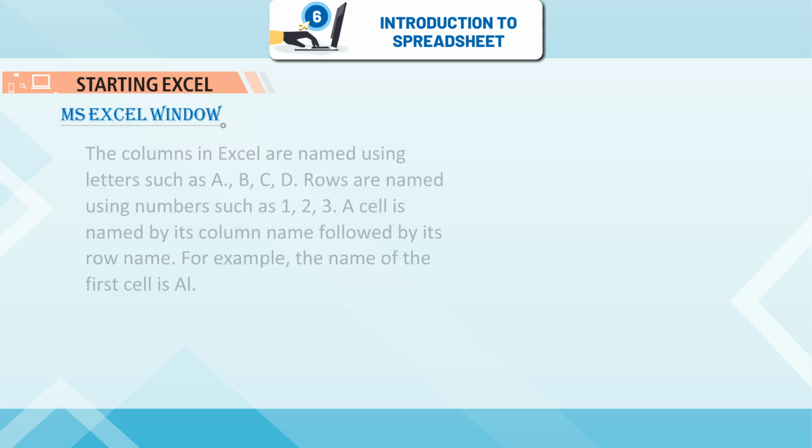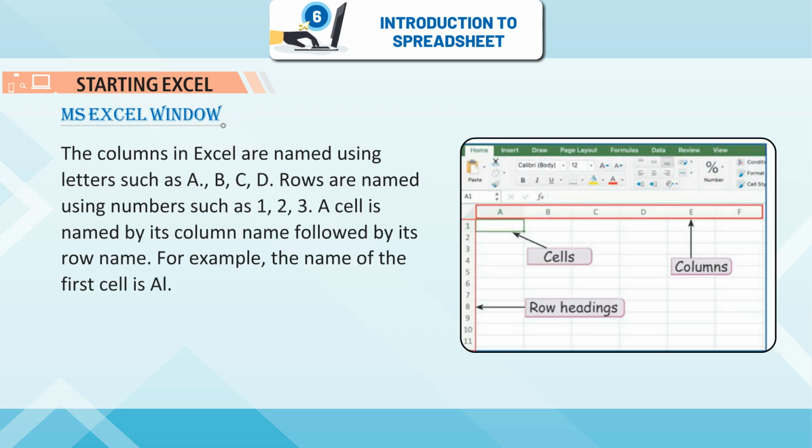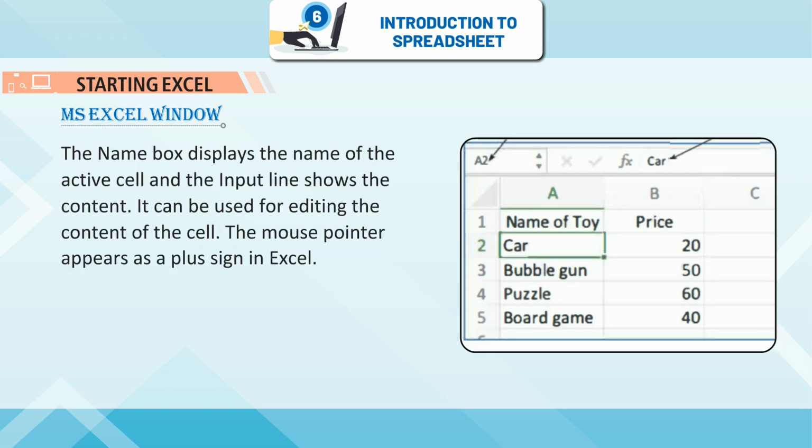MS Excel window. The columns in Excel are named using letters such as A, B, C, D. Rows are named using numbers such as 1, 2, 3. A cell is named by its column name followed by its row name. For example, the name of the first cell is A1. The name box displays the name of the active cell and the input line shows the content. It can be used for editing the content of the cell. The mouse pointer appears as a plus sign in Excel.